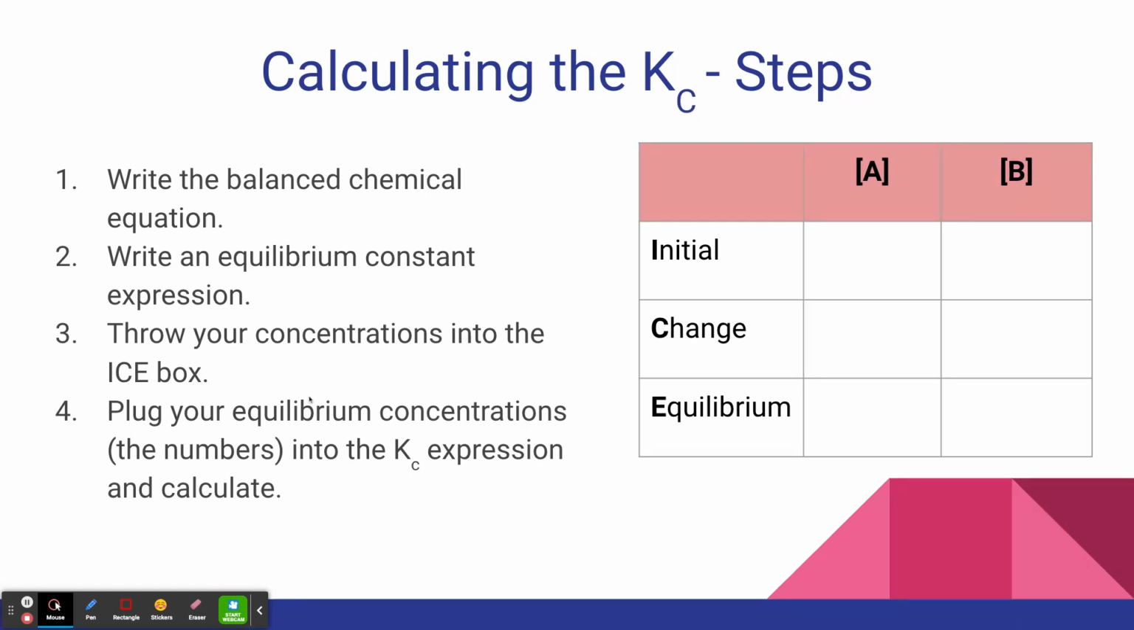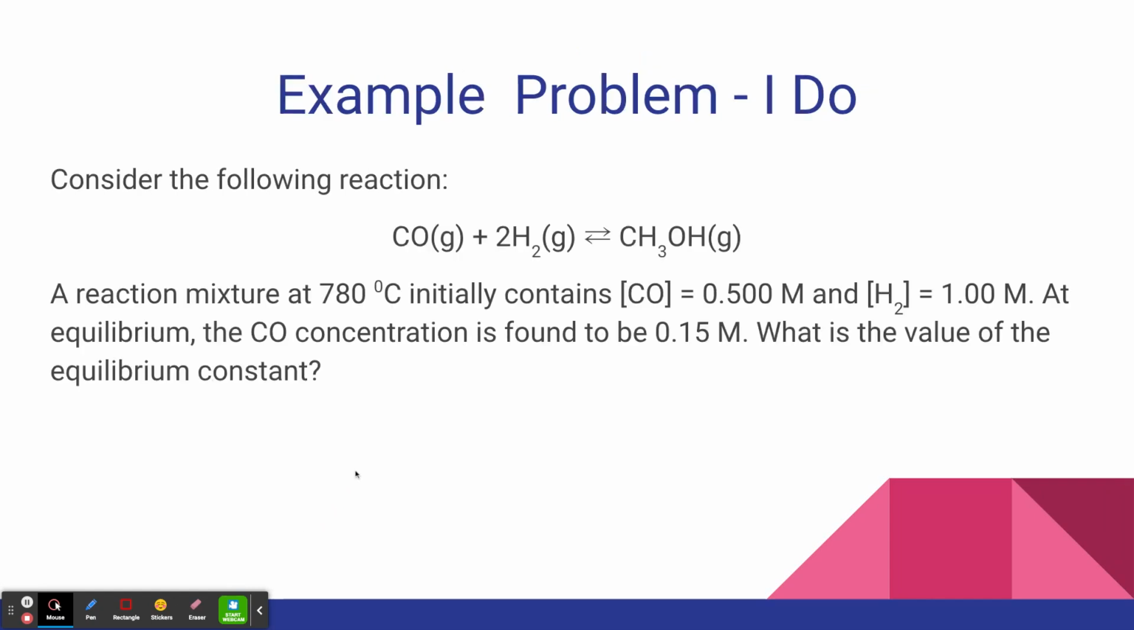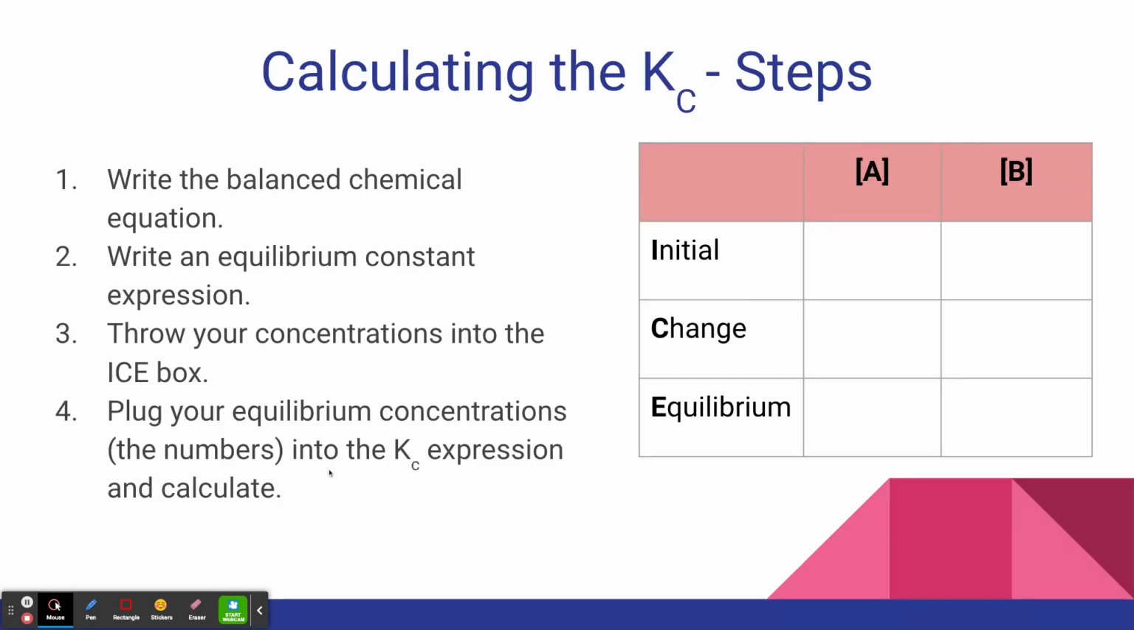So we'll throw our expressions into the ice box. Then we will use stoichiometry to solve for the change, and then, of course, we'll find our equilibrium concentrations. Once we have our equilibrium concentrations, the actual numbers from using the ice box, we'll plug those into the Kc expression, and then we calculate. So pretty simple here, just 4 steps in order to get Kc.